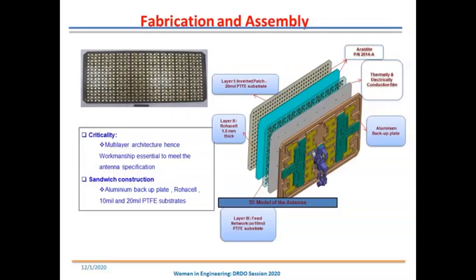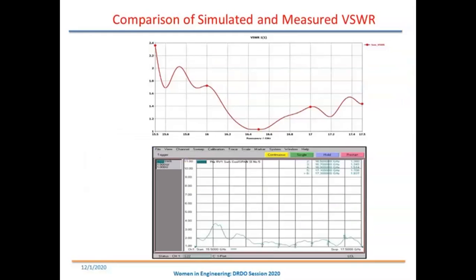And this is the fabricated unit on the top, and the main criticality was in this multi-layer architecture. Here the workmanship is essential, and it required bonding, as well as bonding with this metallic frame. This was all taken up during fabrication, and our mechanical as well as fabrication team did a good job in getting the process right, so that we could qualify it. And this is the comparison of the simulated and the measured.